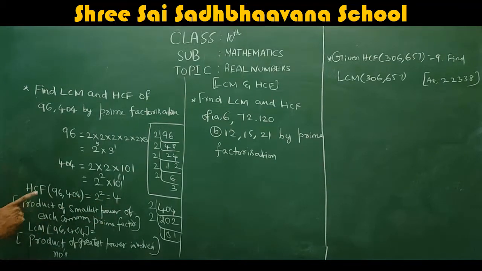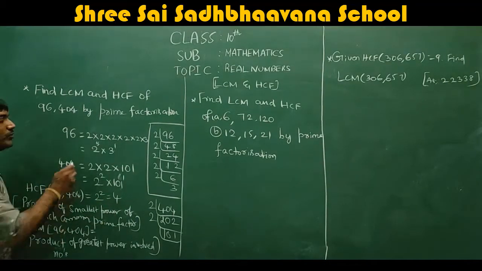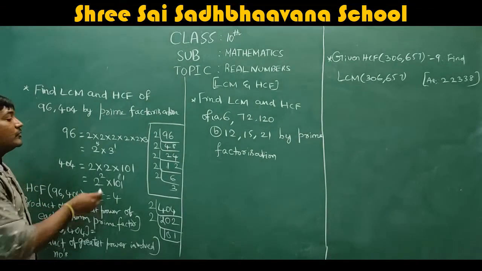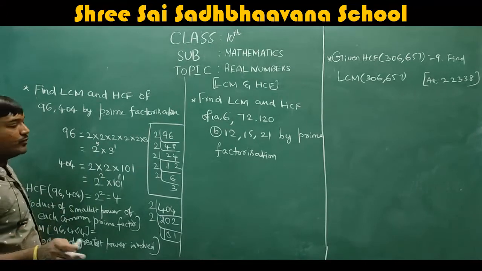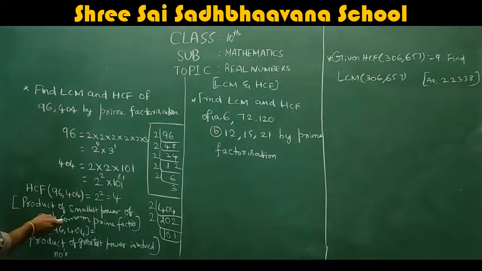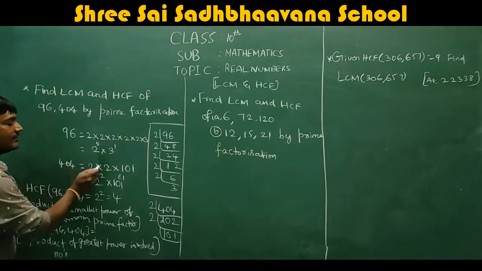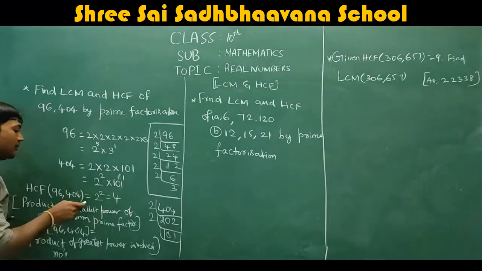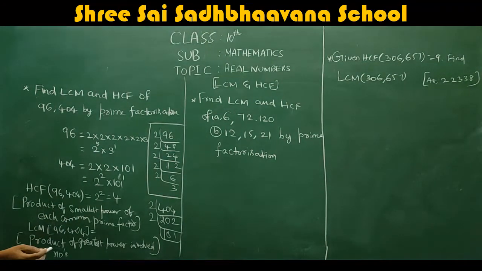First, you have to check which is the common factor. So 2 is the common factor. In that, which is having the highest power? So 5 is the highest power? No, we don't take the highest power. 2 is the lowest power. So the smallest power of each common prime factor, product. Here only 1 is there. That's the reason we are taking 1 only. Product of the smallest power of each common factor.